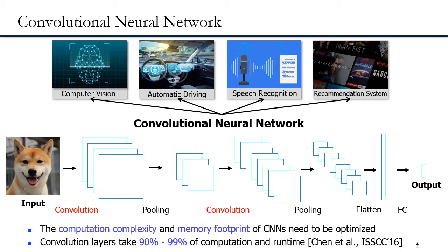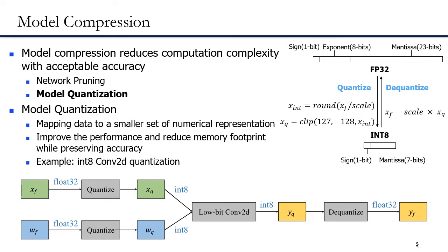With the increasing demand for higher accuracy, the number of layers and parameters has been increasing, which requires more and more computation resources and memory footprint. So researchers have been trying to optimize the computation complexity and memory footprint of CNNs. Furthermore, the previous works show that convolution layers dominate the computation and inference time of CNNs, so convolution is the focus of our optimization. Several model compression methods have been proposed to reduce computation complexity with acceptable accuracy, such as network pruning and model quantization.